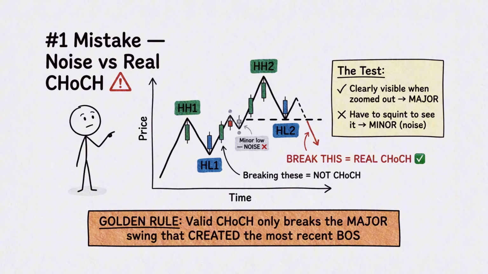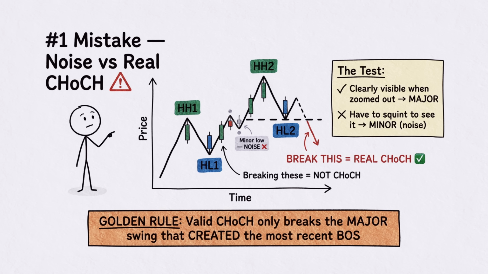Here's the practical test. A major swing point is one that's clearly visible when you zoom out or switch to a higher time frame. If you have to squint to see it, it's internal noise. Major swing points are the ones that created the most recent BOS. Here's the golden rule. Valid CHoCH only occurs when price breaks the major swing point, the one that directly created the most recent BOS. Let me give you a concrete example.